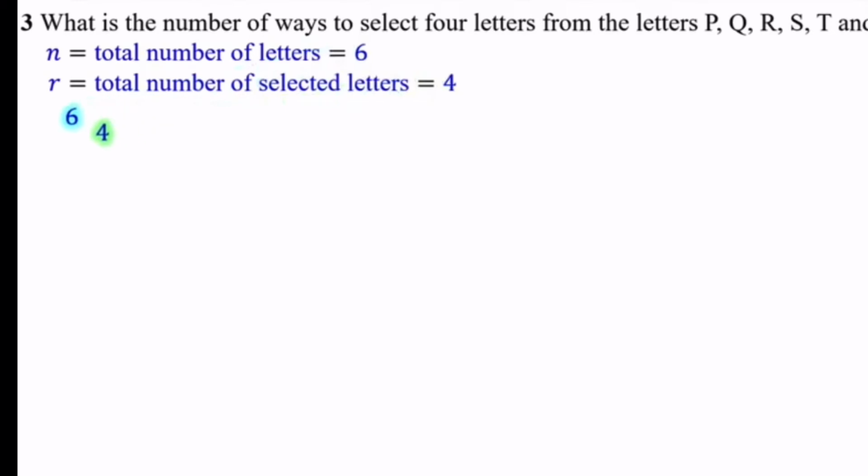Okay, so you can use the formula: 6C4 is equivalent to 6 factorial over 4 factorial times (6 minus 4) factorial. And then you can just use a calculator if you want, or you can simplify without using a calculator. So there are 15 ways. So the total number of ways of choosing 4 letters from 6 letters is 15 ways. Okay, so this is quite a direct and straightforward question.